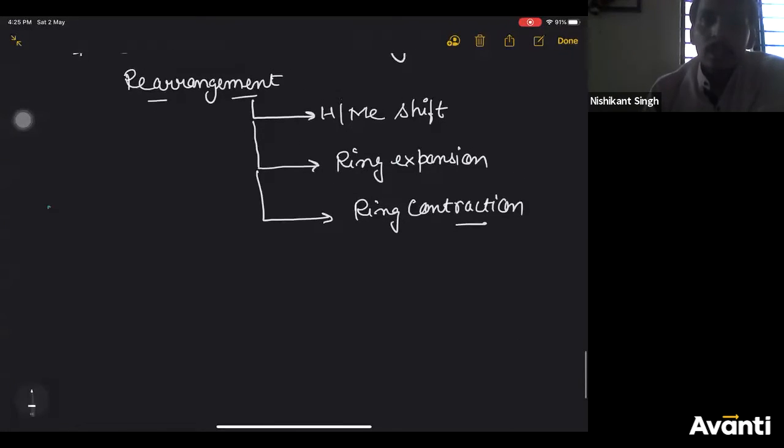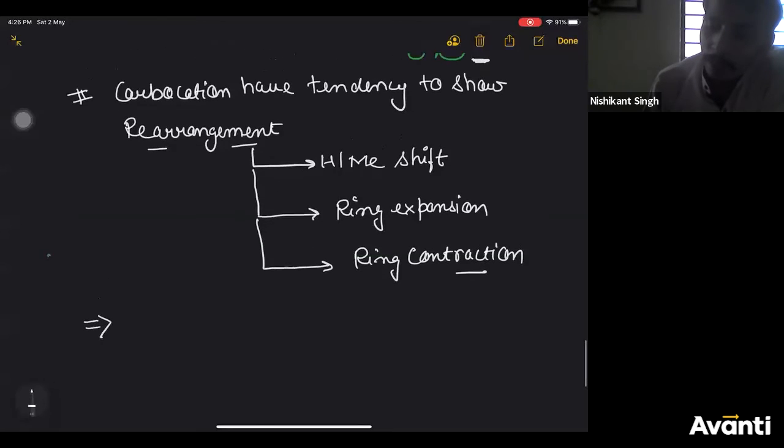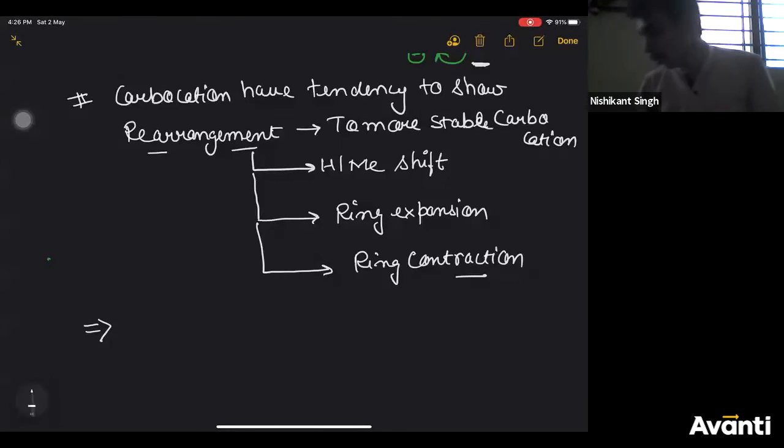Right. Now, there is hydride shift, methyl shift, ring expansion. So I'm taking the example of hydride or methyl shift. Now, you didn't ask, but why do carbocations show rearrangement? Carbocations show rearrangement to become more stable. So a carbocation rearranges to a more stable carbocation. They always rearrange themselves to a more stable carbocation, right?